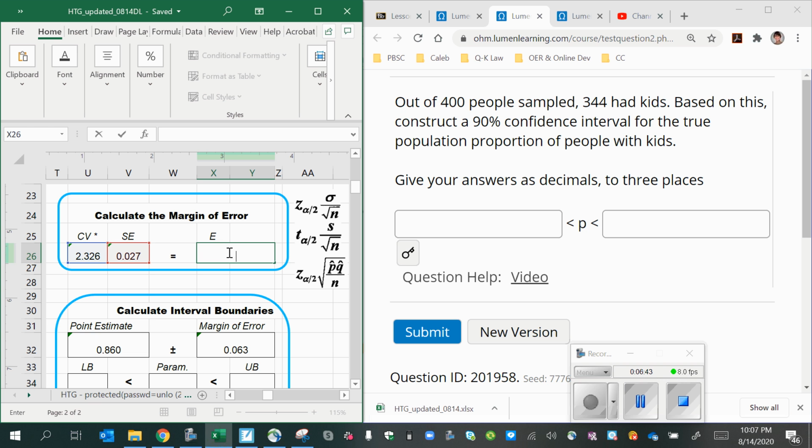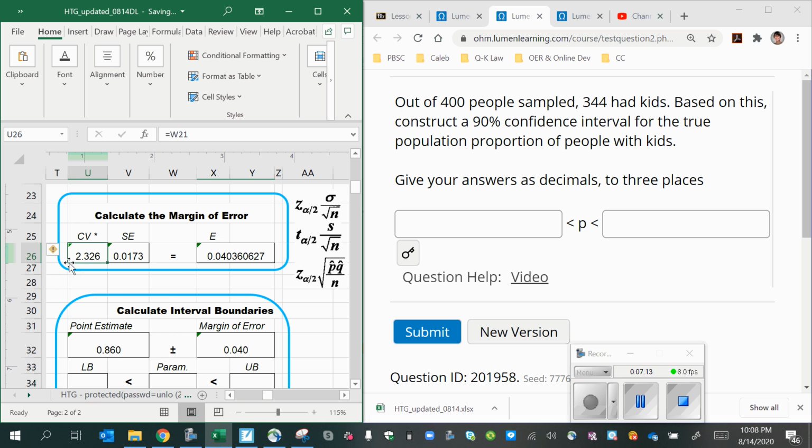I already have it all calculated here, but let's just do it again. So to get my standard error, I'm going to do the square root of p-hat times 1 minus p-hat and divide that by n, which is 400, and close the square root.